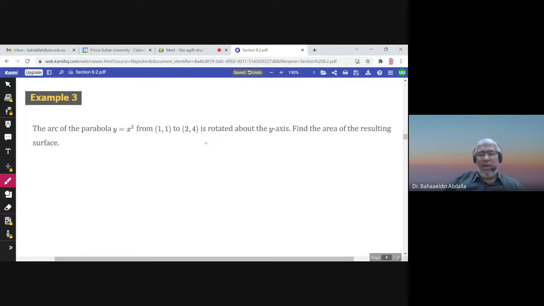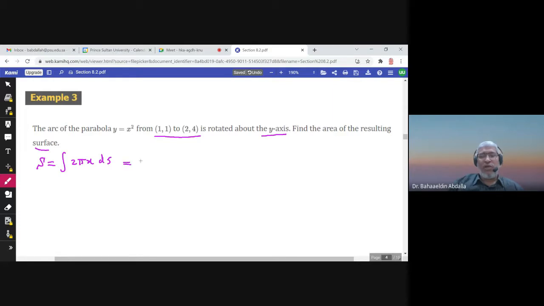The third example: the arc of the parabola y equals x squared from (1, 1) to (2, 4) is rotated about the y-axis. Find the area of the resulting surface. Well, the area of the surface when we rotate about the y-axis is given by the integral of 2 pi x ds. Notice here that he said from (1, 1) to (2, 4). So he didn't say x between or y between, he gave me both. So I can really solve this question in two methods, using the two definitions.